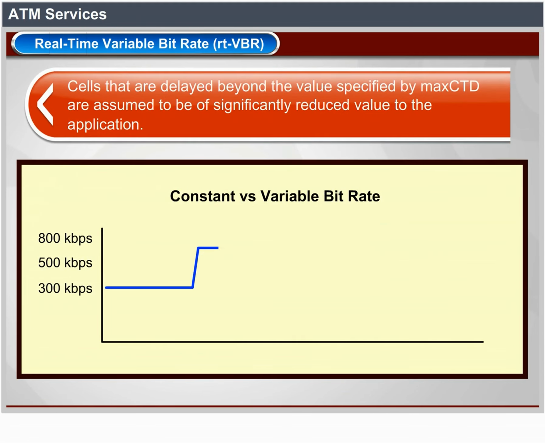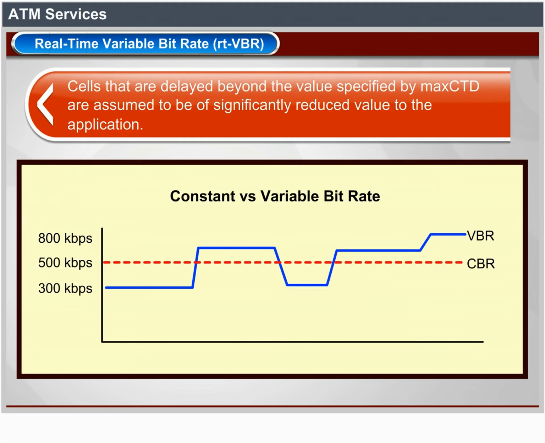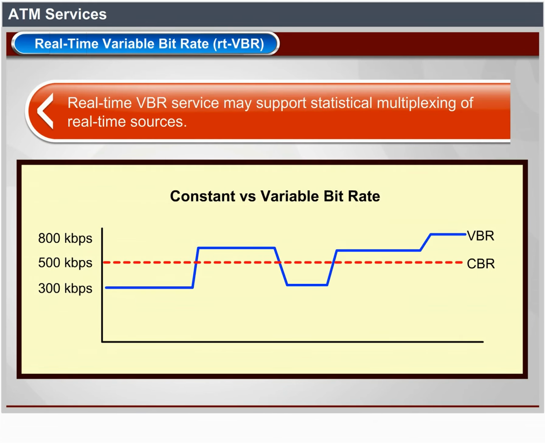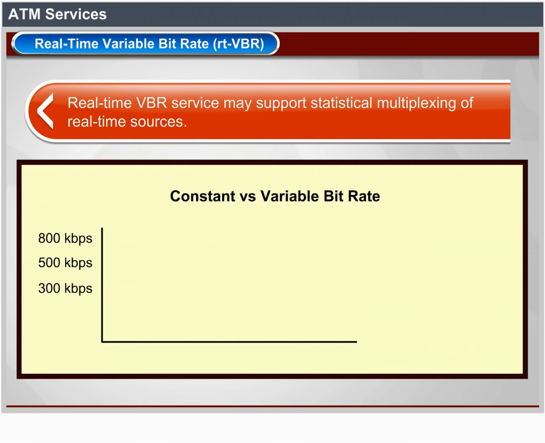Equivalently, the source can be described as bursty. Cells that are delayed beyond the value specified by MaxCTD are assumed to be of significantly reduced value to the application. Real-time VBR service may support statistically multiplexing of real-time sources.